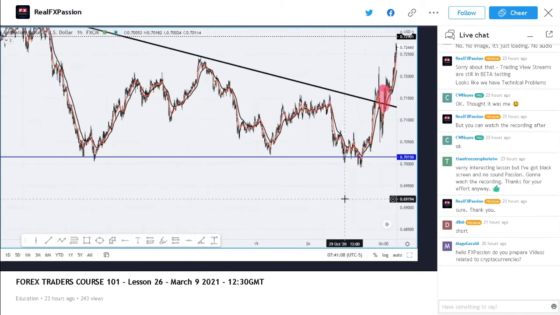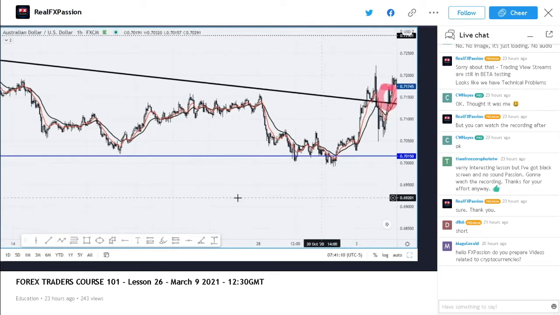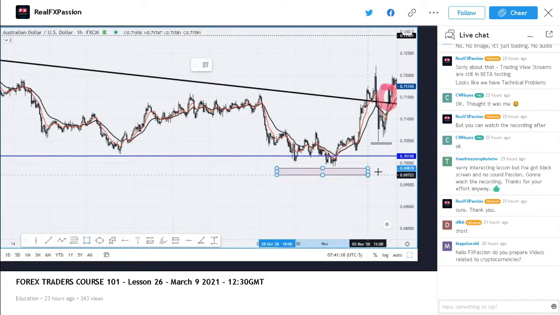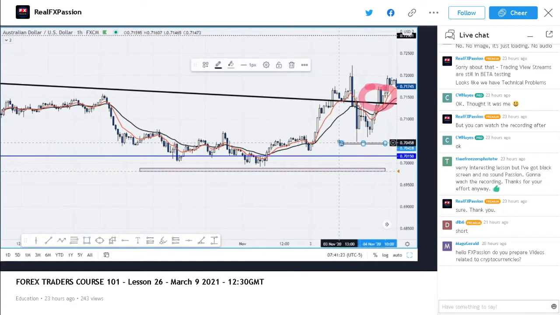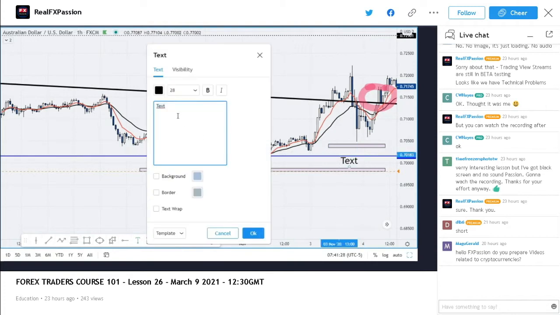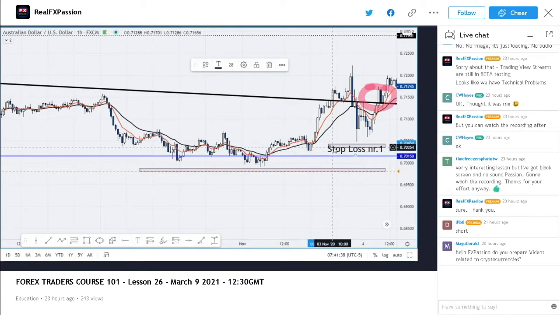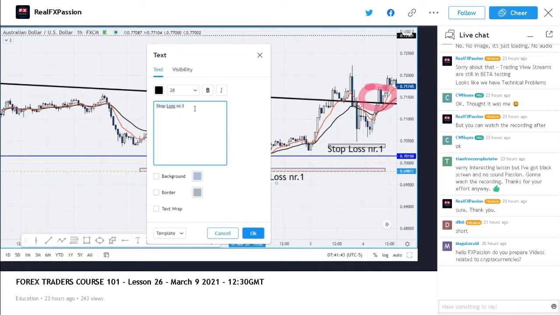Okay, so where would you put your stop loss, everybody? Would you put the stop loss at stop loss number 1, which is going to be here, or would you like to put your stop loss down here? Remember, there is no right or wrong. Do you want to put your stop loss at stop loss number 1 up in here, or do you want to put your stop loss here, stop loss number 2?